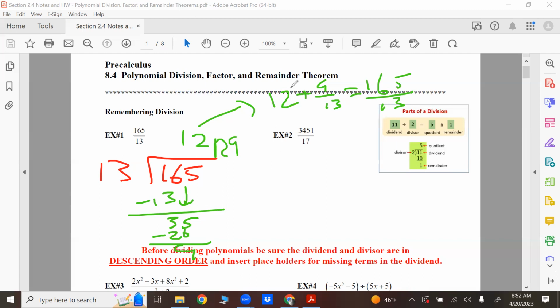Let's do it again. If I do example 2 again, you have to do plus 9 13ths, or can you do 12, 9 13ths? You could do 12, 9 13ths, yeah, as a mixed number. That's fine too. How many times does 17 go into 34?